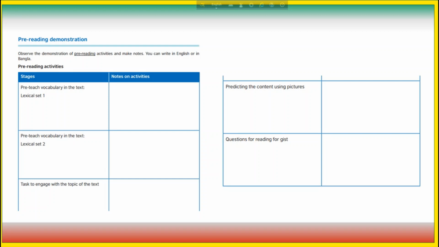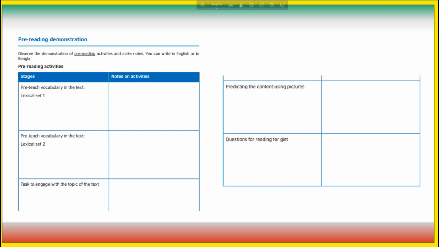Here are pre-reading activities. Pre-reading activities pre-teach vocabulary in the text. Lexical set means dictionary meaning; here we will mainly teach vocabulary. Before starting the lesson, we have to find out some new words of that session or that topic. So in the TMT guideline this type of activity is added.